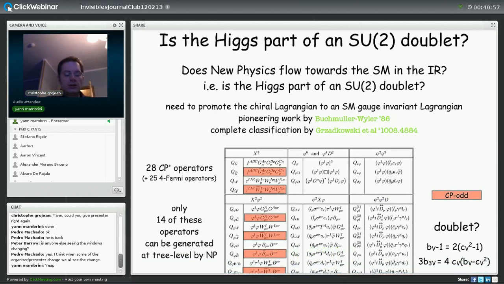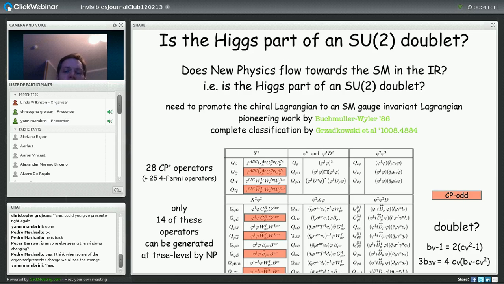So one important question that we want to address, and that is not done yet, is the following. We want to ask whether the Higgs is really part of a SU2 doublet, which means, in a sense, whether or not new physics, if there is new physics beyond the standard model, actually flows towards the standard model in the infrared. So namely, whether the standard model is really or not a good infrared description of this new physics. And for that, of course, the Higgs will have to be part of an SU2 doublet. So namely, you will have to combine the Higgs boson together with the longitudinal component of the W and the Z to form a doublet under the SU2 symmetry.